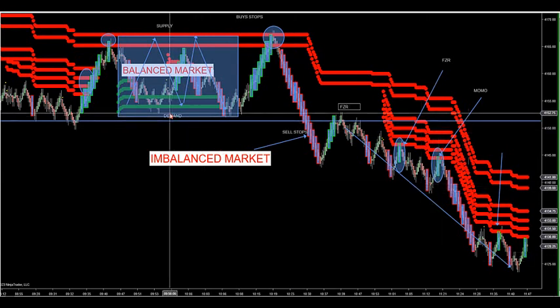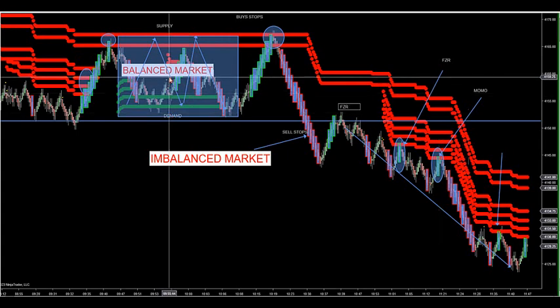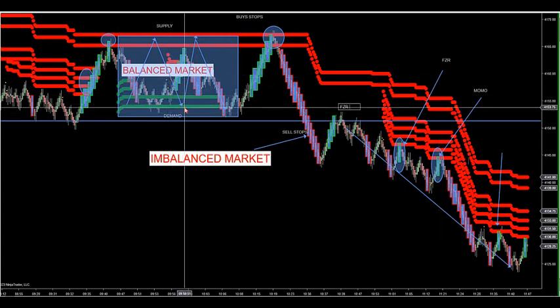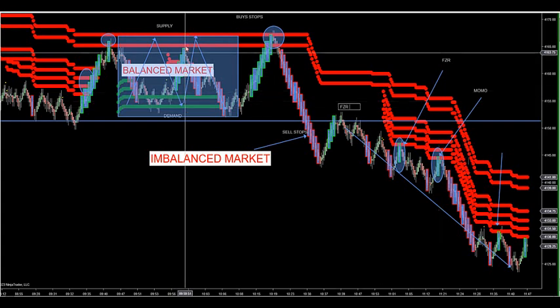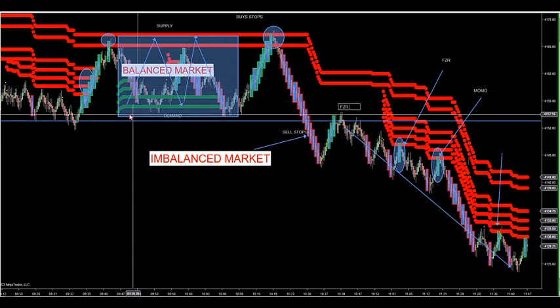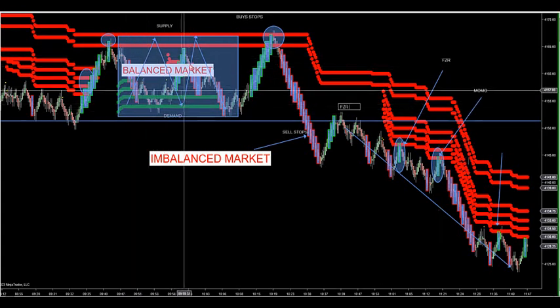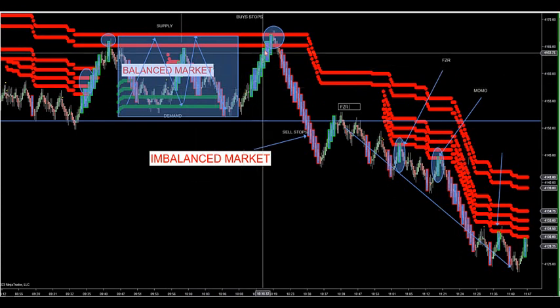What you can't do is think you're going to have big runners, and you subject yourself to a lot of risk if you're in a balanced market and you're not buying the lows of the low-value area and selling the highs of the high-value area, because this market will ping pong, ping pong, ping pong.